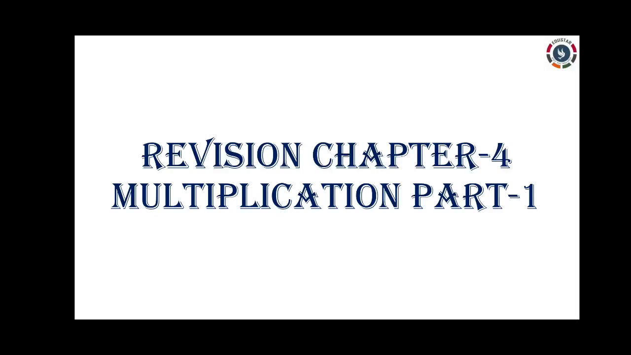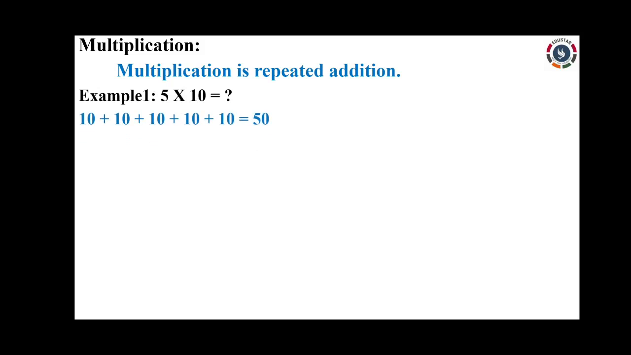Next, Revision Chapter 4 Multiplication Part 1. Multiplication means it is a repeated addition. Let us see this with the example. 5 times of 10 which is equal to what? So we have to add 10 5 times. 10 plus 10 plus 10 plus 10 plus 10 which is equal to 50. So 5 times of 10 which is equal to 50.